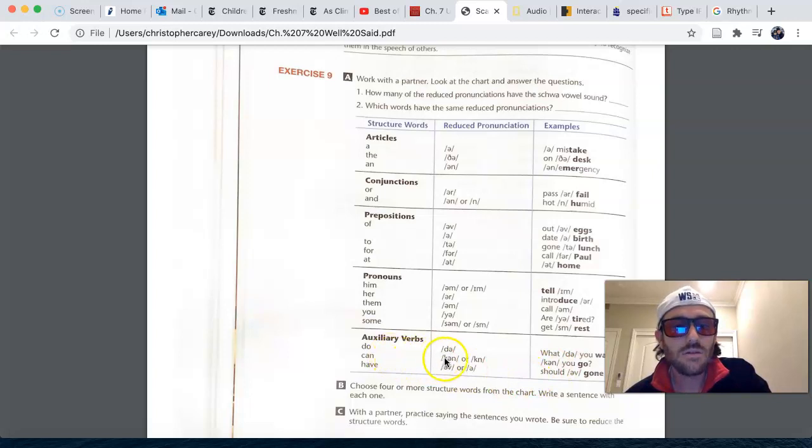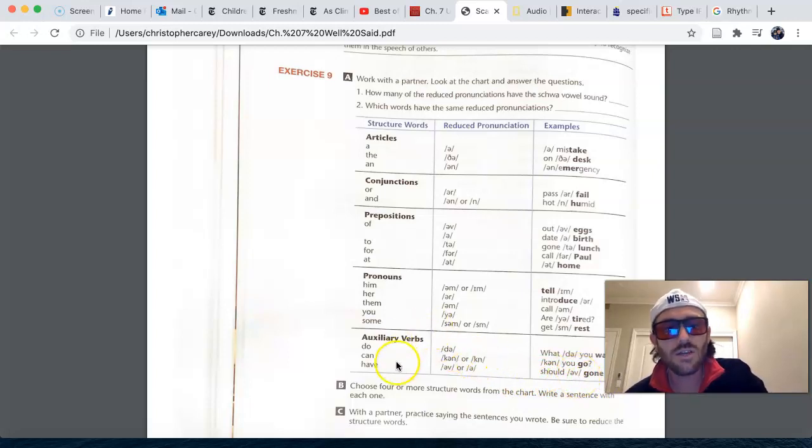Can, kun, or just kun. Kun you go? Have, of, or just. Shoulda gone. Shoulda gone or should've gone, if you want to pronounce that V consonant sound.